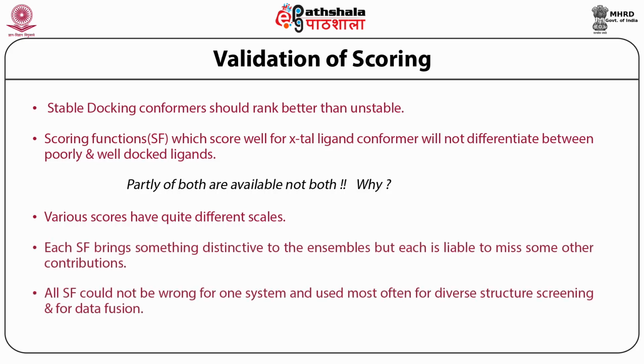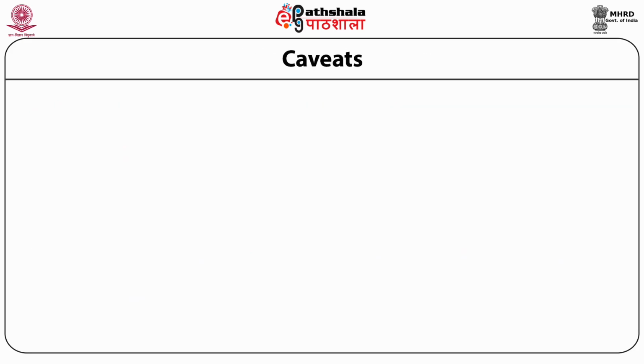However, each of these scoring functions brings something distinctive, and ensembles of these are better to look at. Hence, one should never use one scoring function; one should score by many scoring functions. It is unlikely that all the scoring functions could be wrong for one system. So it is probably better to use many scoring functions. However, there would still be some caveats. In this slide, I am telling you about all the caveats of such functions.